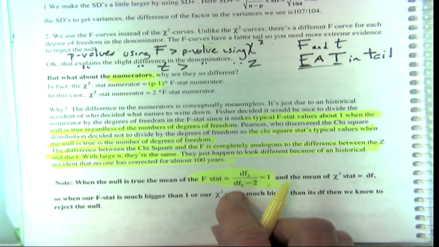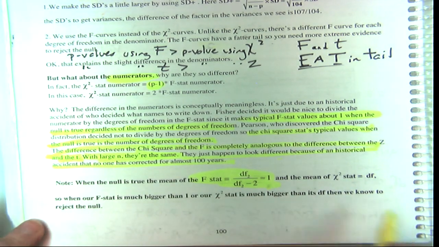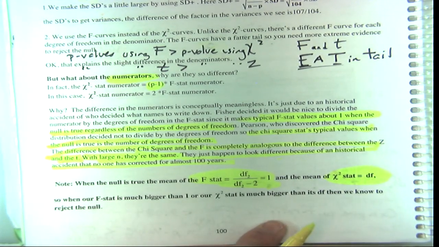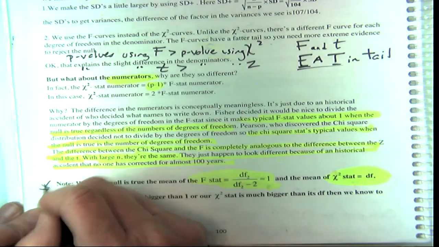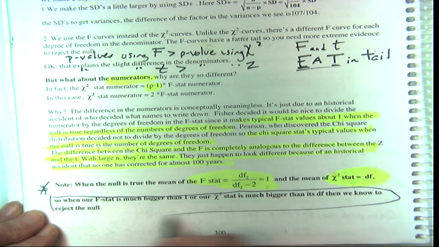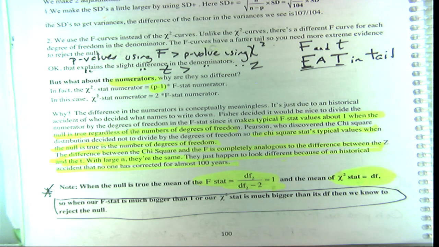It's really degrees of freedom in the denominator over the degrees of freedom in the denominator minus 2, but it's about 1, and the mean of the chi-squared is its degrees of freedom. So this is what you should really remember here. When your F stat is much bigger than 1, or your chi-square stat is much bigger than your degrees of freedom, you know to reject the null. That's the idea. So you can eyeball it and know when to reject the null.